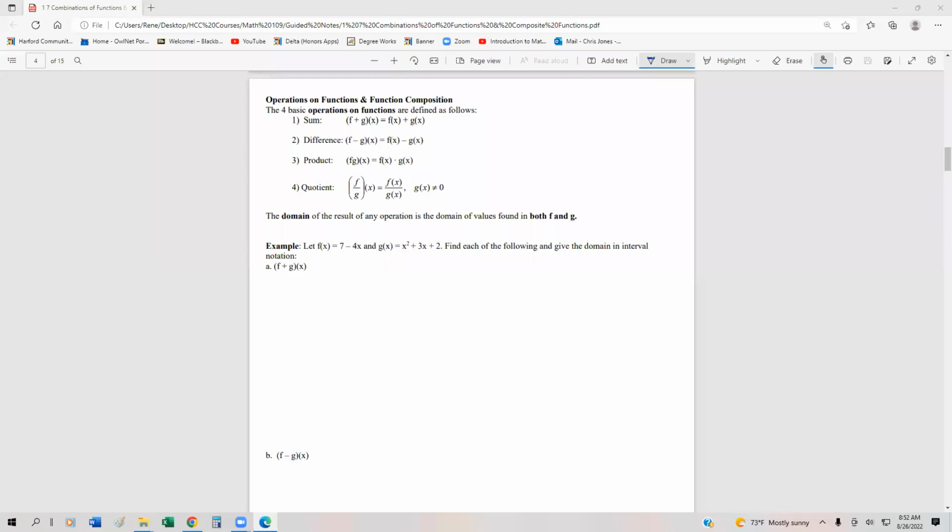In this section, we're going to take a look at how we can perform operations on functions. Essentially, what this means is that we're going to be adding, subtracting, dividing, and multiplying functions. It's actually fairly easy to do this for the most part.